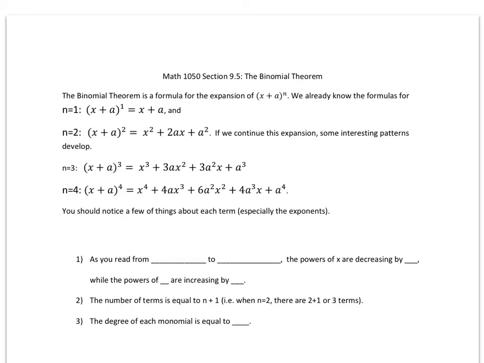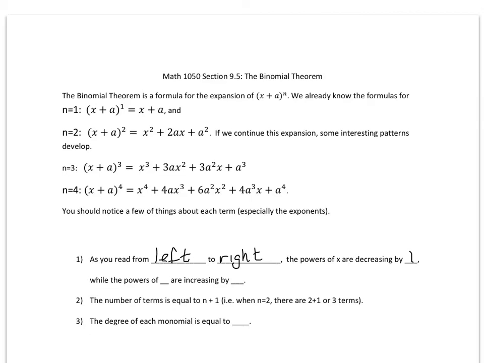Okay, so as we read from left to right, the powers of x are decreasing by 1 each time, right? So we start out with x to the fourth, which is what n is, and then x goes down a power each term until it gets to x to the 0, okay?